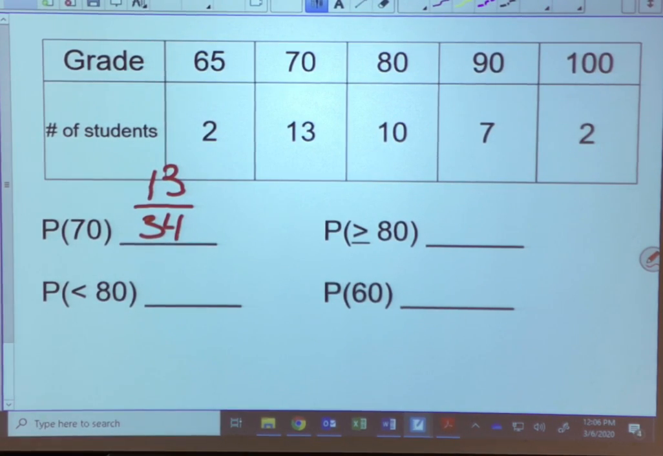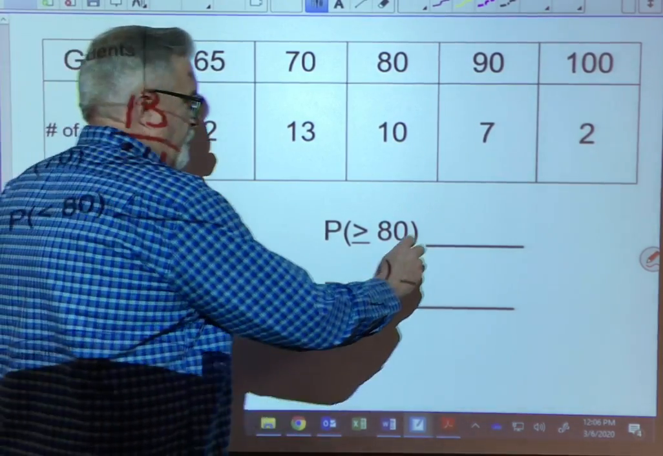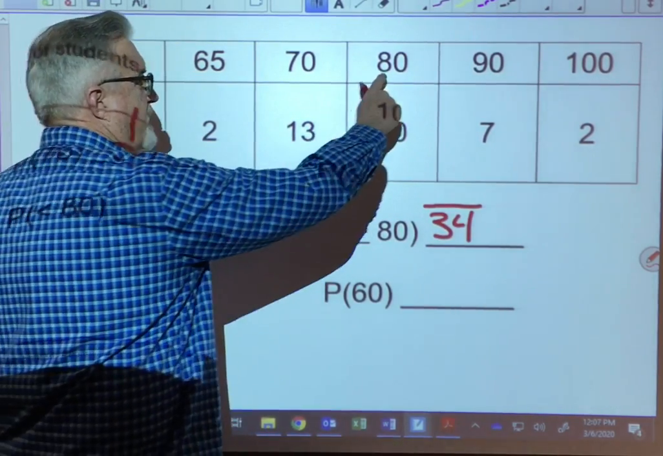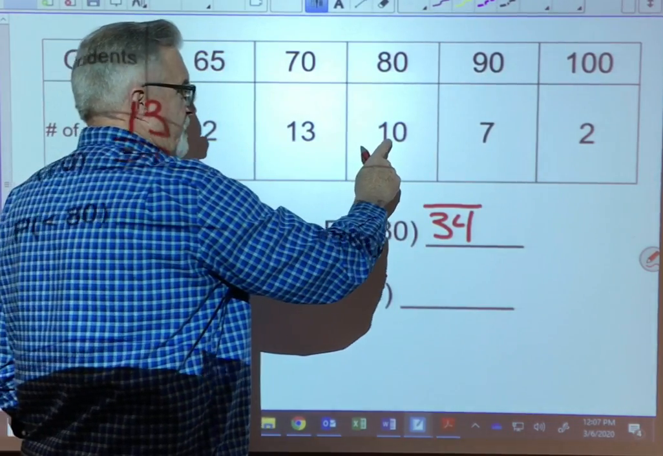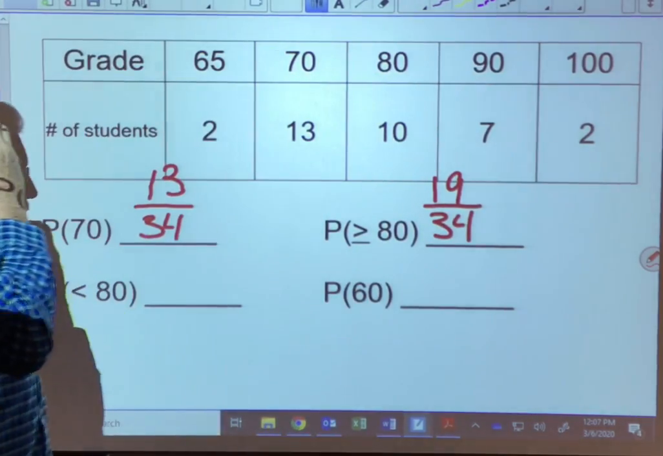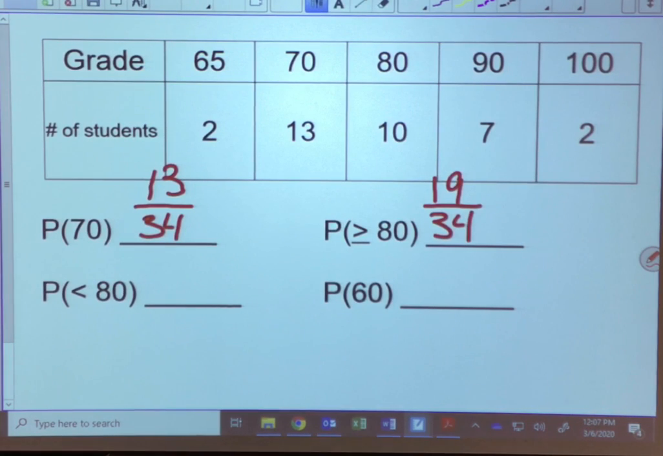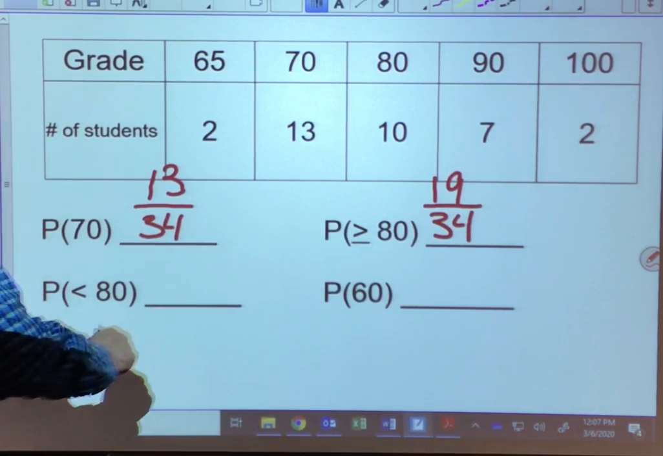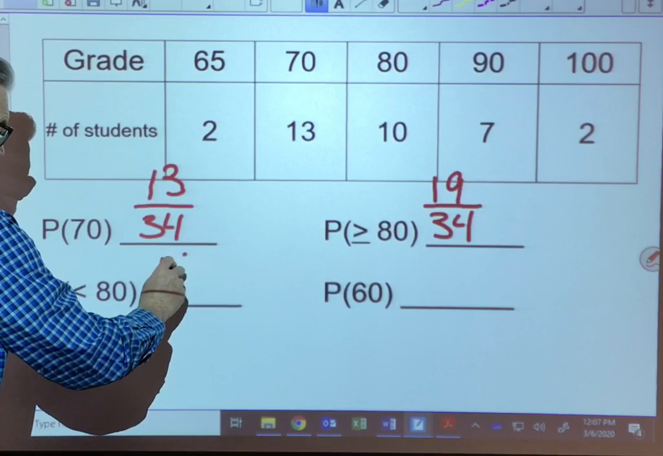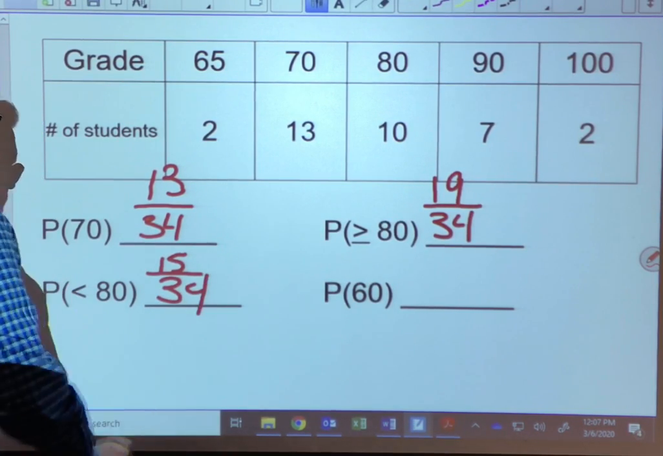The next one says the probability of making greater than or equal to an 80. So we're still with our 34 total outcomes. And now our favorable outcomes are anything that's 80 or above. So we look there and we have 10, 7, and 2, so that's 19. Well, 19 out of 34 isn't going to simplify, so we're going to leave it there. On the next one, it says the probability of less than 80. So that doesn't include 80, so we're just talking less than 80. So we're talking about these 13 and these 2, so that's a total of 15, still out of that 34 students.